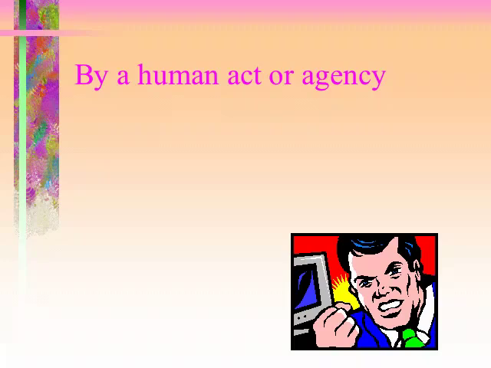It has to be by human act or agency, not an act of God. A person can't be hit by lightning or kicked by a horse or something like that, because it wouldn't have been a human act. It would have been the act of an animal.